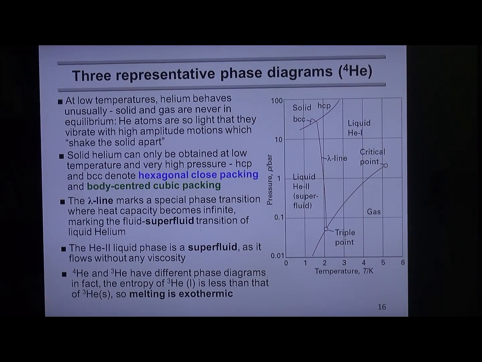Superfluid has very interesting properties, such as it flows without any viscosity. Every liquid has viscosity, right? But this superfluid does not have viscosity, so it has very interesting phenomena. And that's pretty much it. Not really a common one.